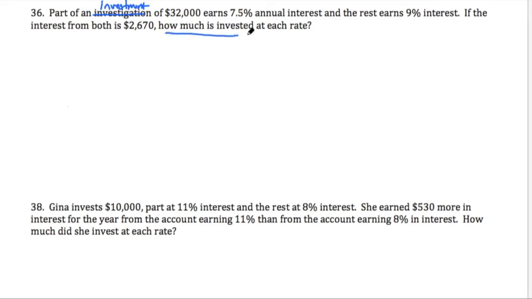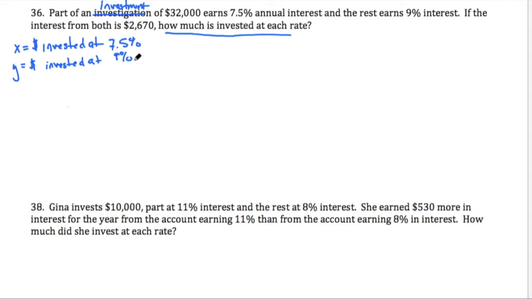Okay, again, we have our question here that kind of tips us off as to what our variable should be. So I'm going to go with x. I'm going to say x is the amount invested, and then talk about some is invested at 7.5%, some is invested at 9%. So let's let x be the money invested at 7.5%, and we can let y be the money invested at 9%. Great.